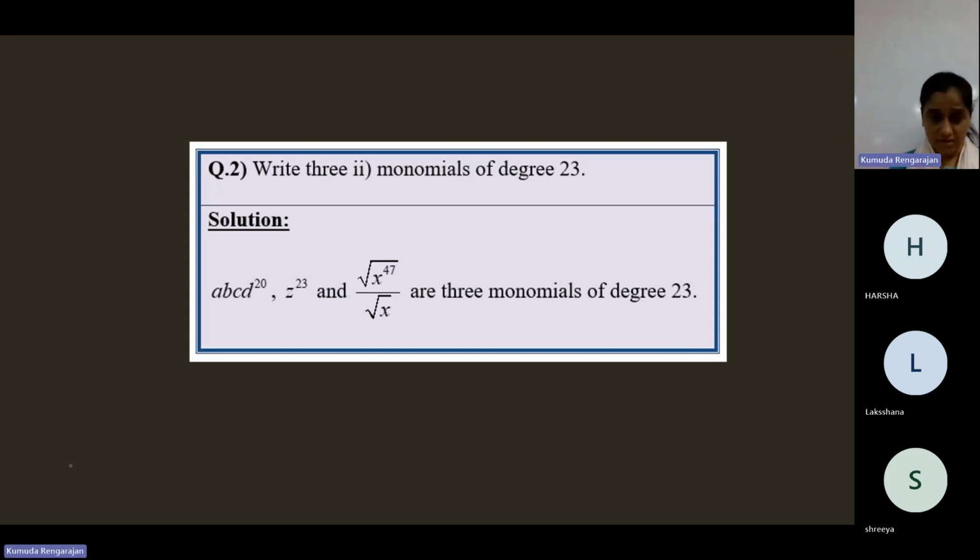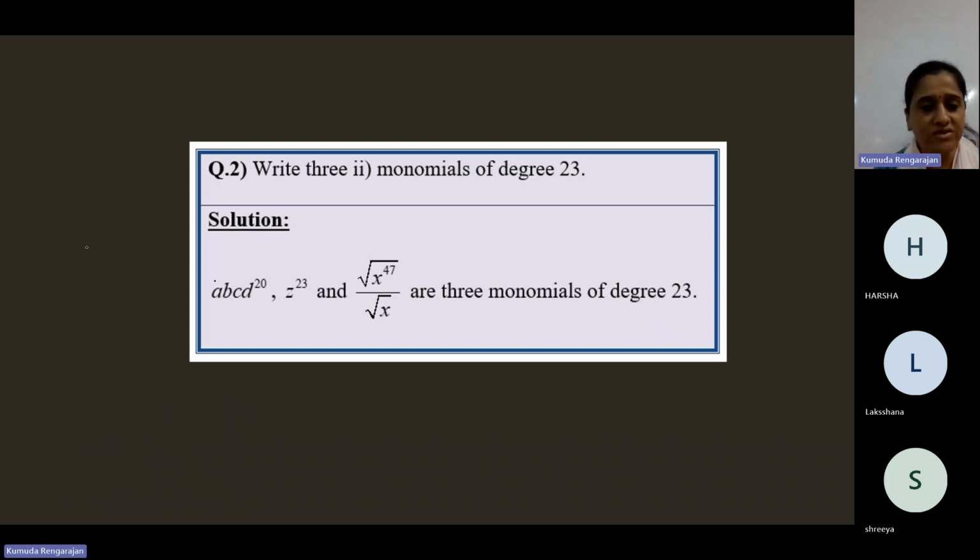See these examples. The first one is a monomial of degree 23 in 4 variables A, B, C, D. See, take care of that. I told you in school, mostly it's only in one variable X, Y, or Z. So if you're asked to write a monomial of degree 23 in one variable, then you cannot write the first example. You can write the second or the third one, but not the first one, because that is in more than one variable. A is there, B is there, C is there, D is there. You cannot write that as an example in one variable. Second and third you can write.